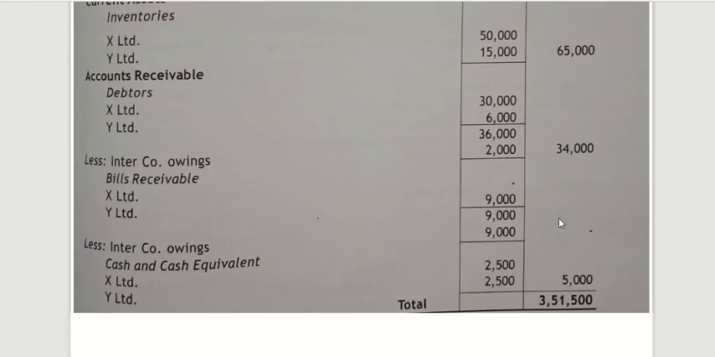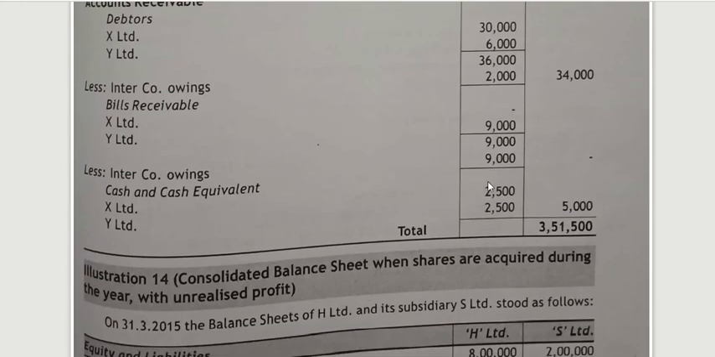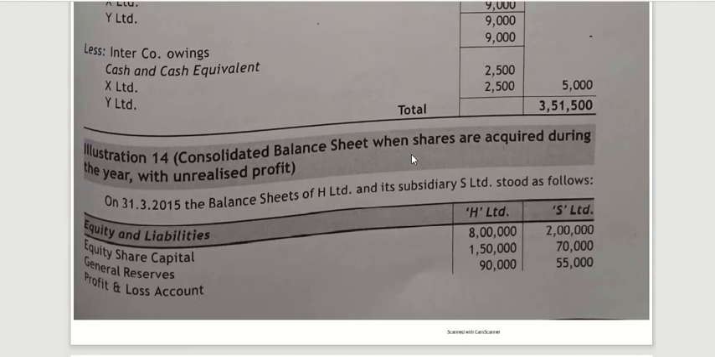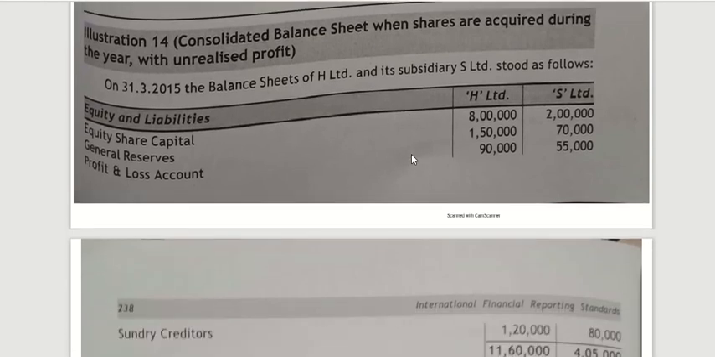And bills receivable. X Limited is nil, Y Limited is 9,000, total is 9,000, minus the intercompany owing 9,000. So the outer column is nil. Cash and cash equivalent, X Limited and Y Limited is 2,500 respectively. The total is 5,000. So your total gets balanced within assets and liabilities side. So moving on to our next problem.